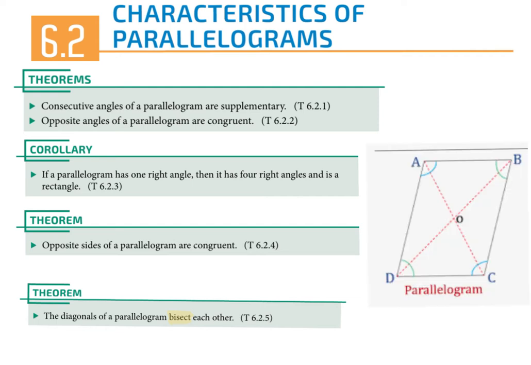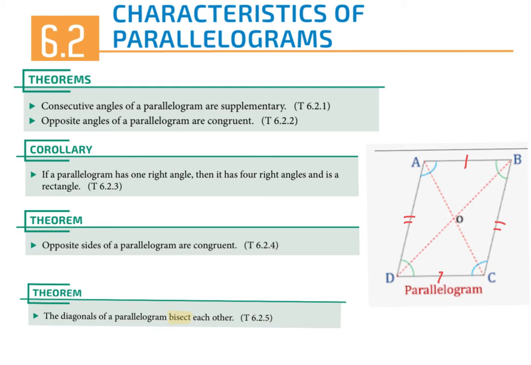So let's look at this parallelogram. If we know this is a parallelogram, we know that angle A is congruent to angle C. We know that angle B is congruent to angle D. We know that A and B are supplementary. They add up to 180. We know that B and C are supplementary. They also add up to 180. C and D are supplementary. D and A are supplementary. We also know that line segment AB is congruent to line segment DC, and line segment AD is congruent to line segment BC.